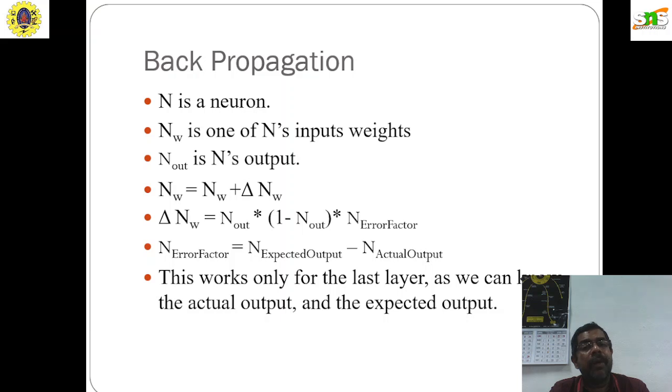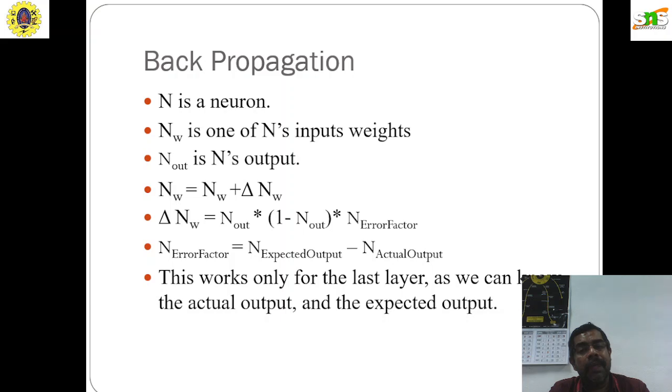N is a neuron, NW is one of N's input weights, and N out is N's output. Now N's new weight equals NW plus lambda of NW. Lambda of NW equals N out, multiplied by 1 minus N out, multiplied by the error factor. The error factor equals the expected output of N minus the actual output of N. This way we compute back propagation.